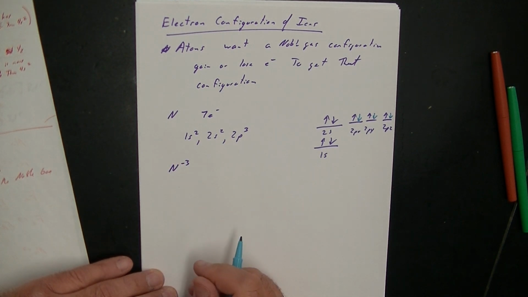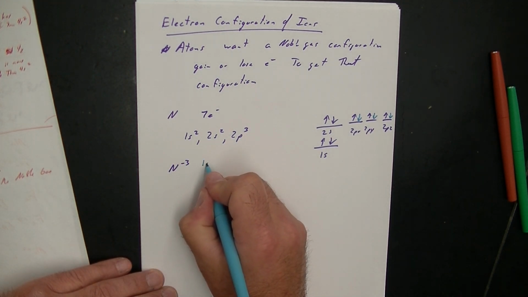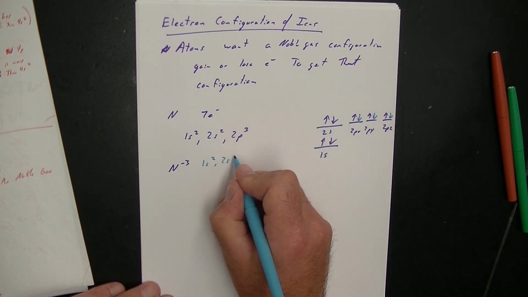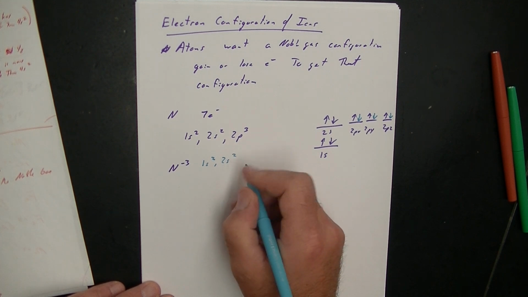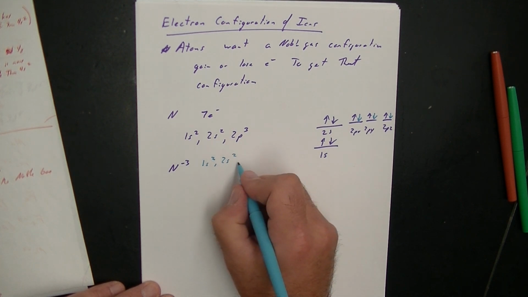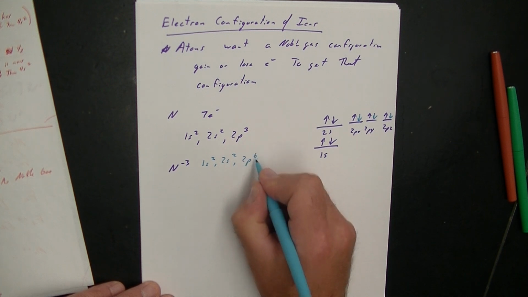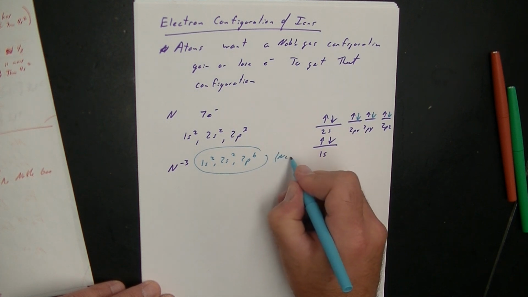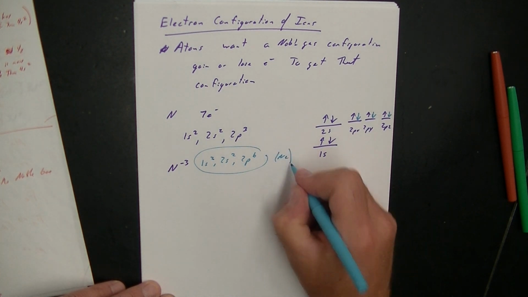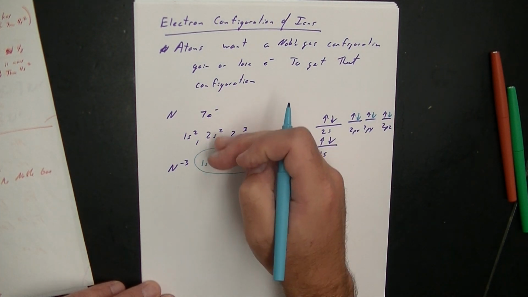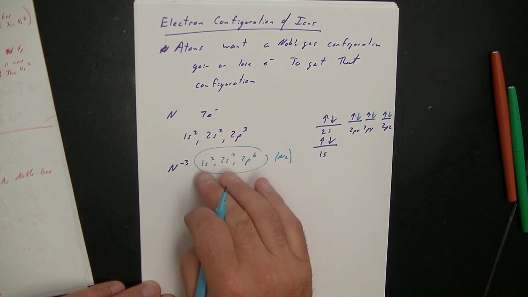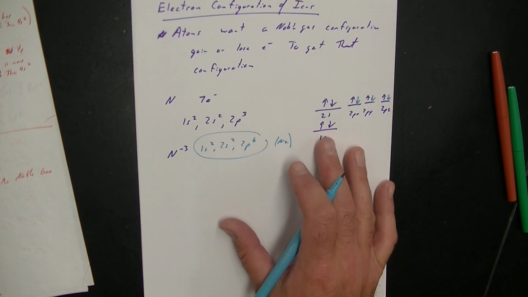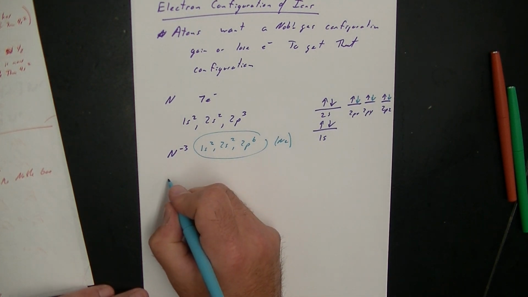So the electron configuration of N-3 would be 1s2, 2s2, 2p6, and this would be the electron configuration of neon. So these atoms are going to become ions, and the way they become ions is to get this noble gas configuration. Now, let's look at magnesium.